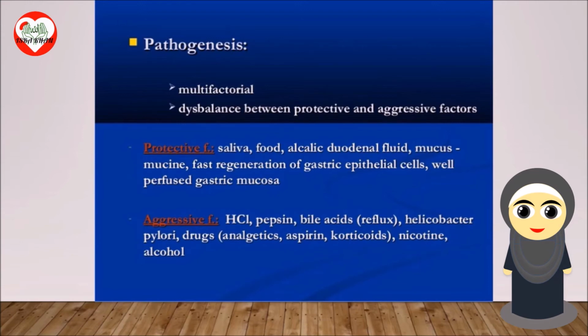Protective factors are saliva, food, alkaline duodenal fluid, mucus mucin, fast regeneration of gastric epithelial cells, well-perfused gastric mucosa. Aggressive factors are hydrochloric acid, pepsin, bile acids, Helicobacter pylori, drugs like analgesics, aspirin and corticoids, nicotine, alcohol.